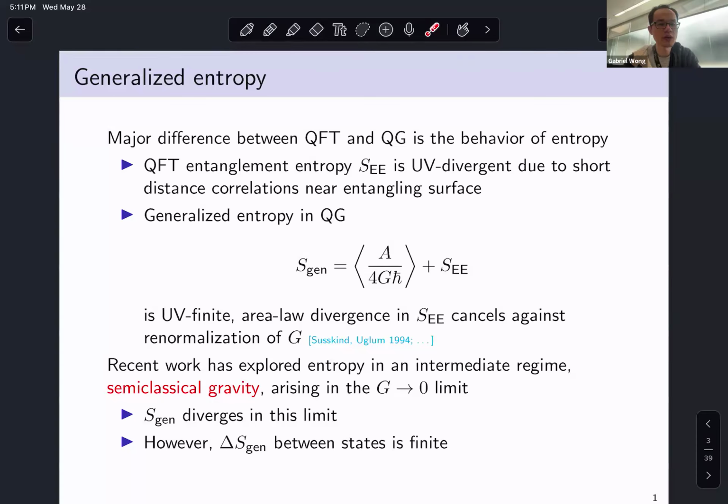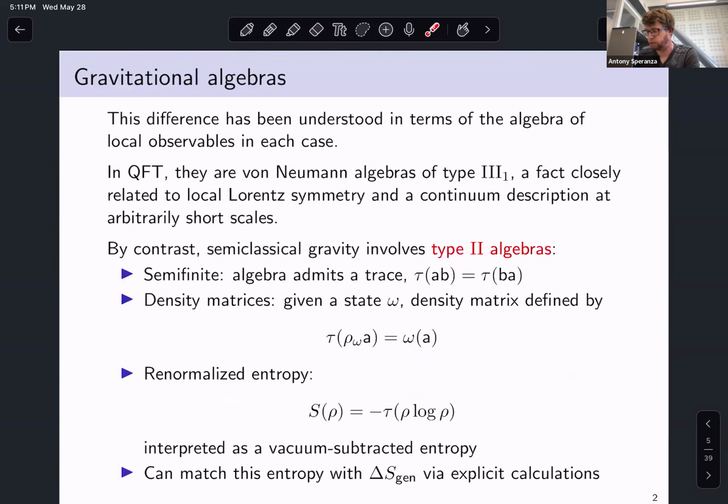And for the type 2 case, the reason you get a difference is related to this normalization that I was mentioning. For a lot of the algebras, that normalization is kind of arbitrary. And so you relate it to the putative background value of the entropy, which is kind of UV divergent, but the algebra is not really sensitive to it.